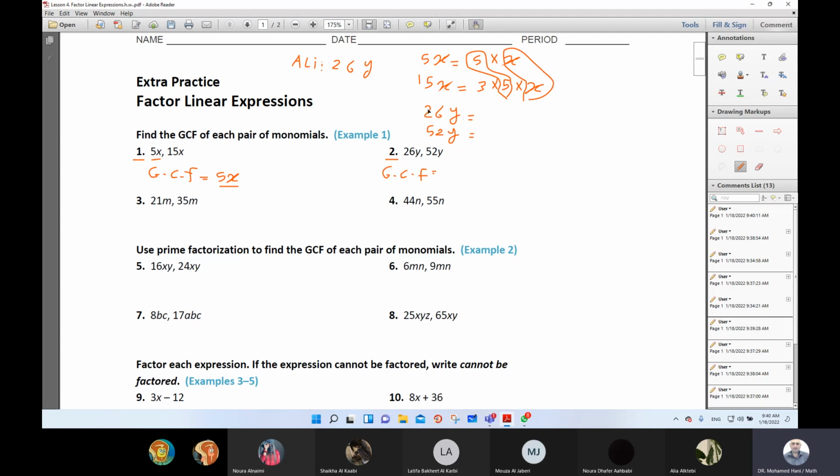Okay, for the second exercise, we have the first monomial 26y. Find the factors of 26. 26 equals 2 times 13 times y. Then find the factors of 52. 52 equals 2 exponent 2 times 13 times y.